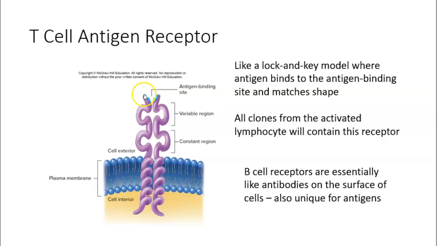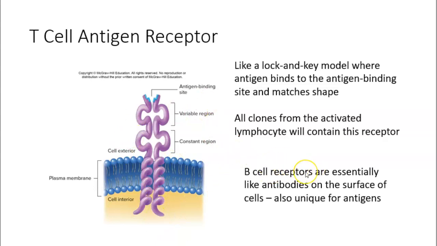Okay. Notice this blue area here is representing a shape that is specific for a type of antigen. And so the antigen binding site works like a lock and key model where the antigen will bind specifically to the antigen binding site and match the shape. Okay, so this is a T cell antigen receptor.